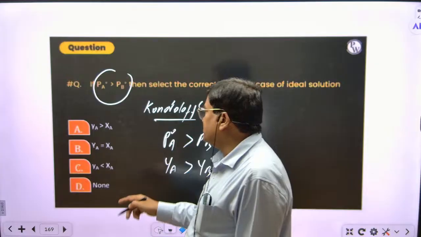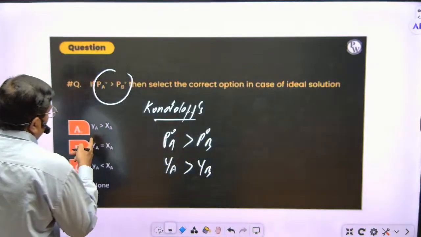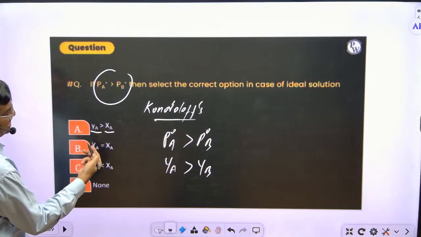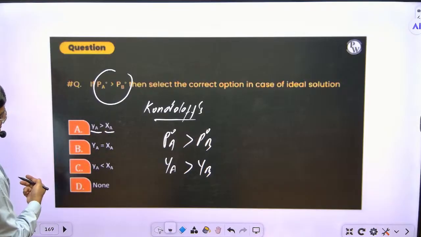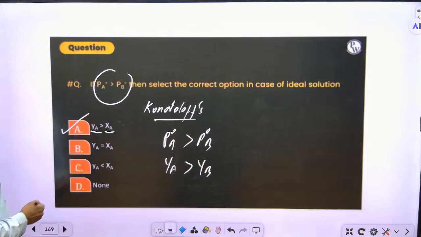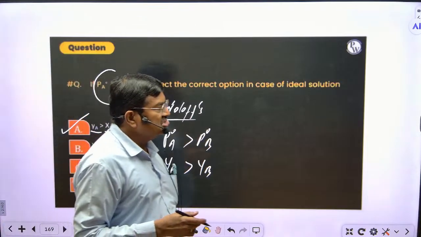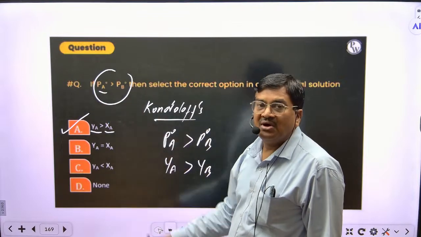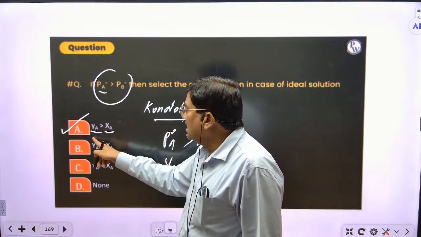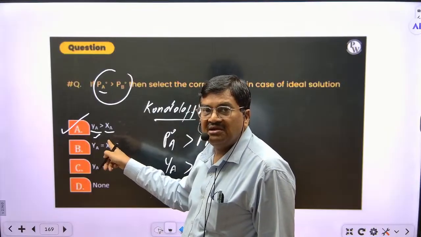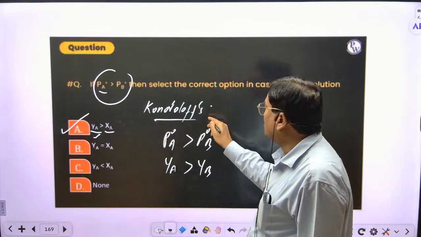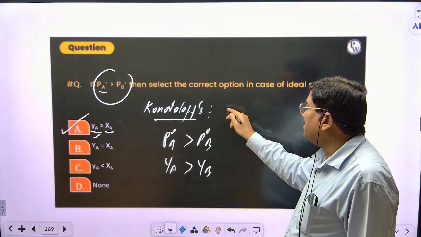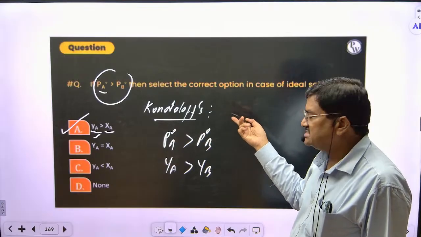That means in the option, YA is more compared to XA in the liquid phase. XA is the liquid phase, YA is in the vapor phase. So it should be A. Understood? Why is the composition of YA richer? Because P naught of A is more volatile, no? That will be more in vapor phase compared with the liquid phase, according to Konowalow's rule. Do you remember last class I told you, a liquid that is more volatile will be richer in vapor phase.